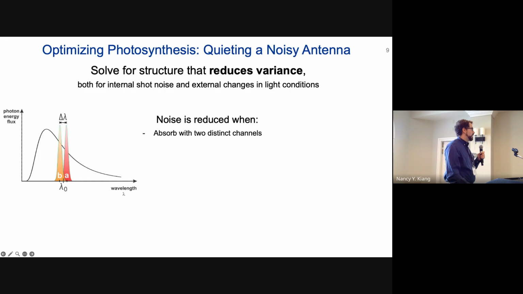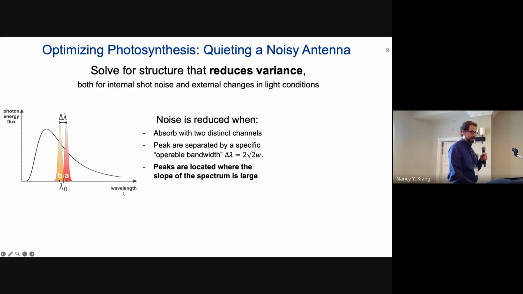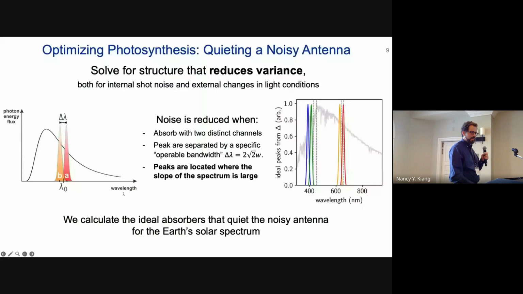And I'll spare you all the details, but noise is reduced when you have two channels that have a specific operable bandwidth with respect to each other, and in particular, that are located where the slope of the spectrum is large, which makes the channels distinct. This sort of reduced variance would not work very well if I were absorbing right at the peak of the spectrum, where you might maximize the number of photons, but where you expect there is a large slope in the input spectrum.